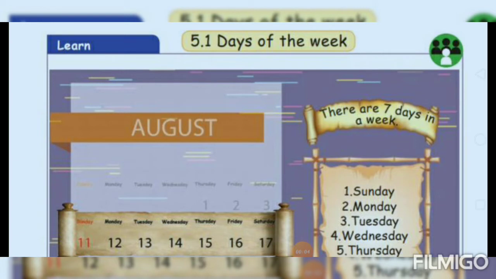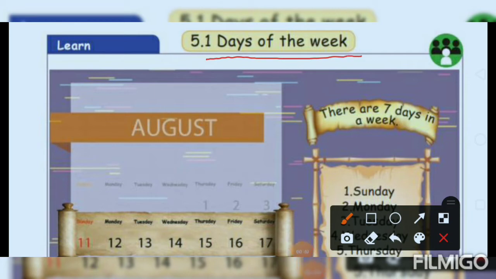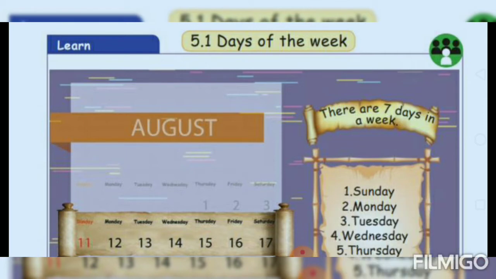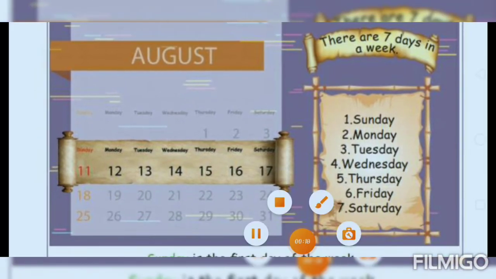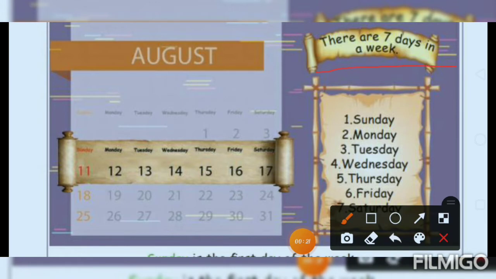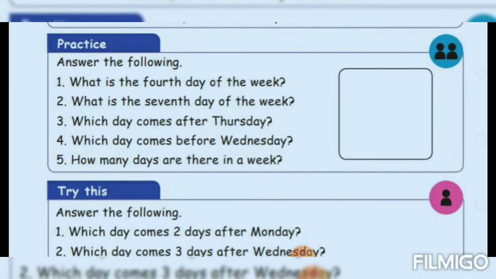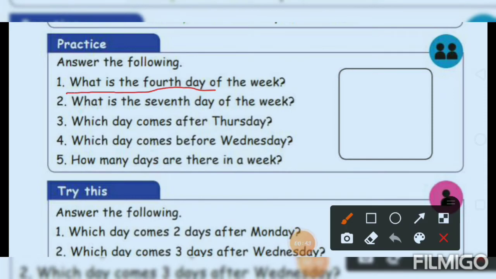Okay, children, read the heading: days of the week. Days of the week, we already saw in the last video class. Now we will recall. There are 7 days in a week: Sunday, Monday, Tuesday, Wednesday, Thursday, Friday and Saturday. Okay, now I will ask some questions. See the questions. What is the fourth day of the week?